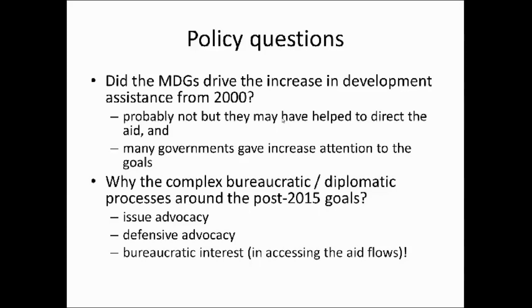There's been also some defensive advocacy going on. So the food industry is making sure that nothing is adopted that suggests the regulation of transnational food companies. And there is also a certain bureaucratic interest of the various bureaucracies participating in this fairly complicated process, and their interest is clearly in accessing the aid flows. So a little bit of skepticism, even cynicism, might not be a bad thing in terms of thinking through where the drive for the production of these goals comes from, if indeed there are questions to be asked about the degree to which goals drive progress.